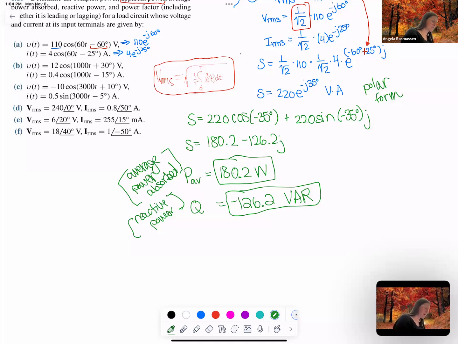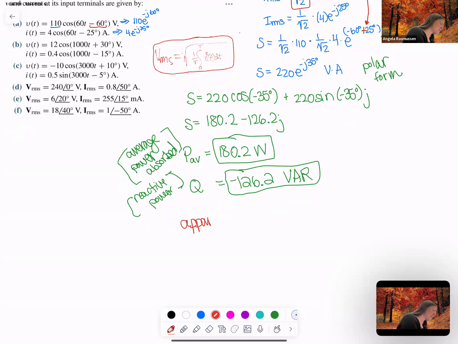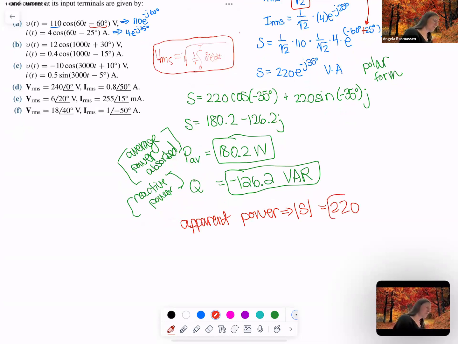The apparent power, sorry, let me go back. The apparent power is just going to be the magnitude. Apparent power is the magnitude of S. And so in this case, it's just 220. S is volt ampere, and so the magnitude will also be in volt ampere.